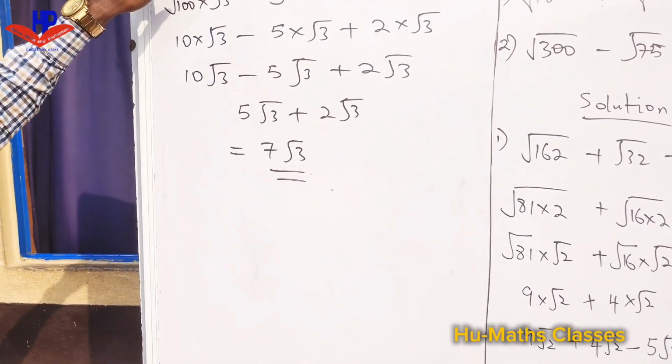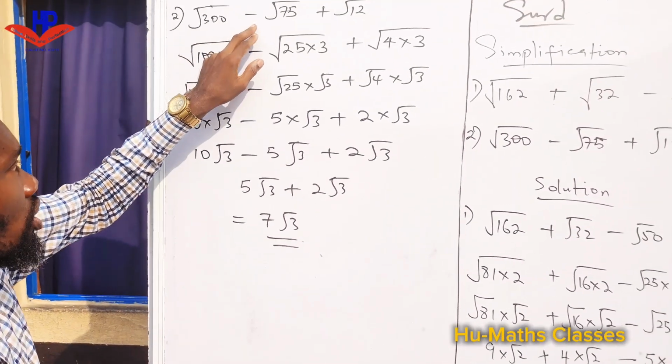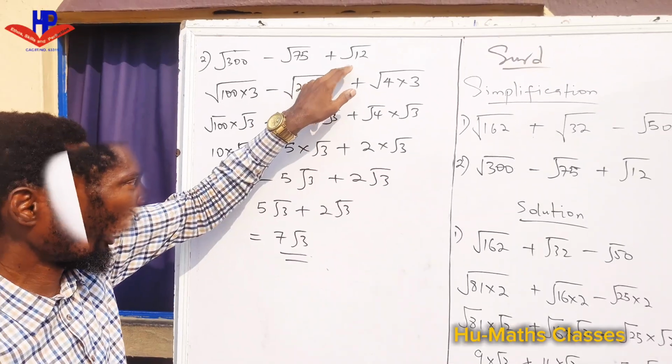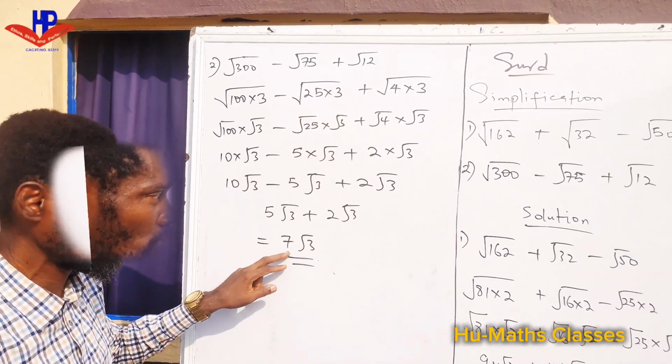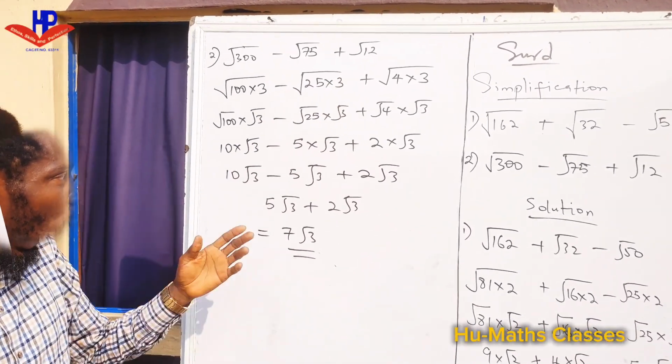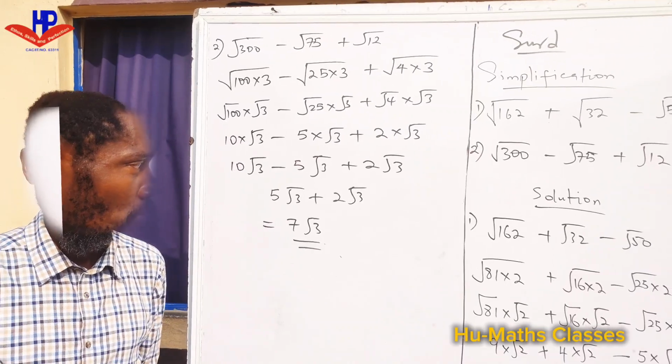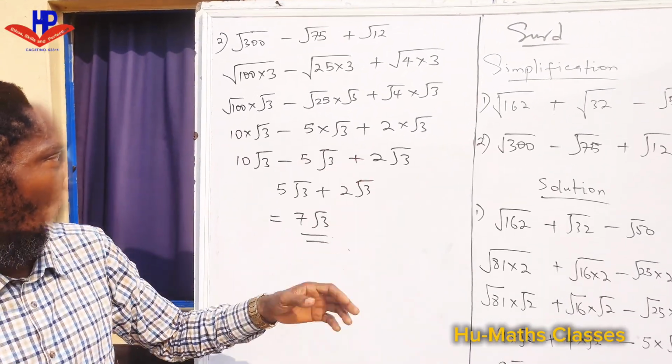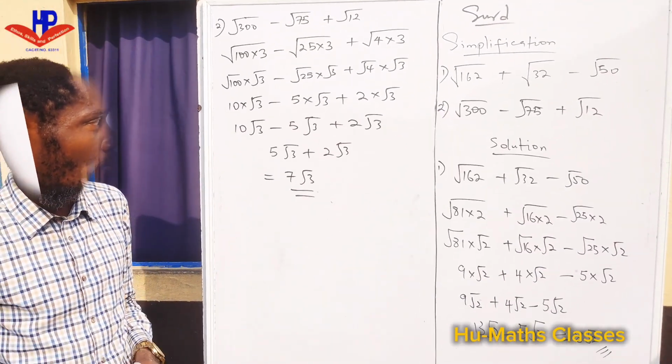So if you simplify root 300 minus root 75 plus root 12, the answer you get finally will be 7 root 3. So this is how you go about simplifying surd problems in this form. See you in our next class.